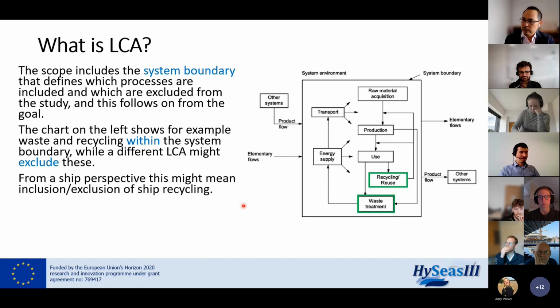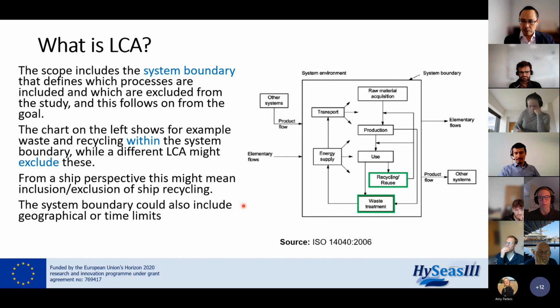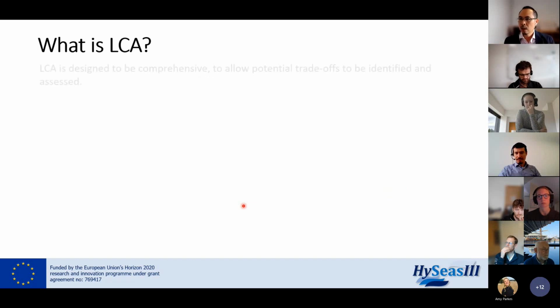From a ship perspective, these differences might mean, in this case, one LCA might include ship recycling in its boundary, another one might exclude it. And of course, the system boundary could also include geographical or time limits, and these also have an impact on the final result. Think, for example, about the carbon intensity of the grid in particular countries, those which have lots of nuclear energy and those which rely on coal and so on.